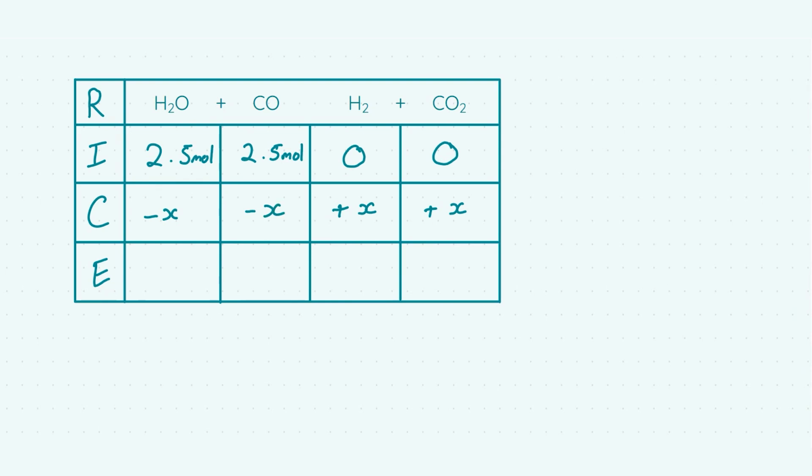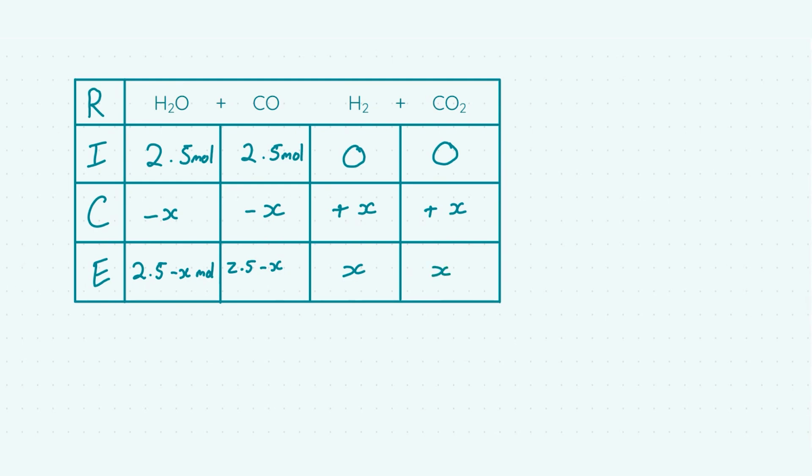So then we move down to the next box. In our rice box, we know that our water will be 2.5 minus x moles. So will our carbon monoxide, so 2.5 minus x. Our hydrogen will be x, and our carbon dioxide will also be x.